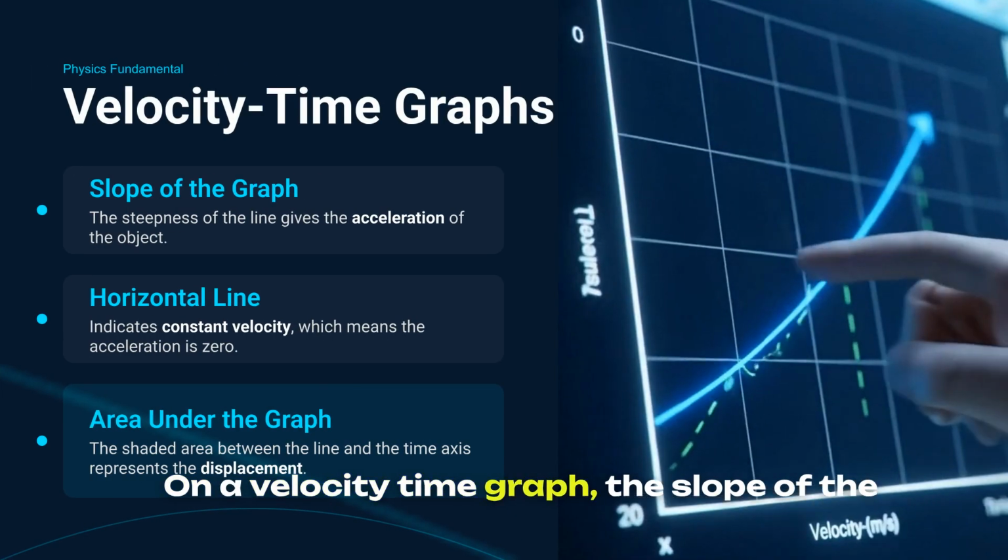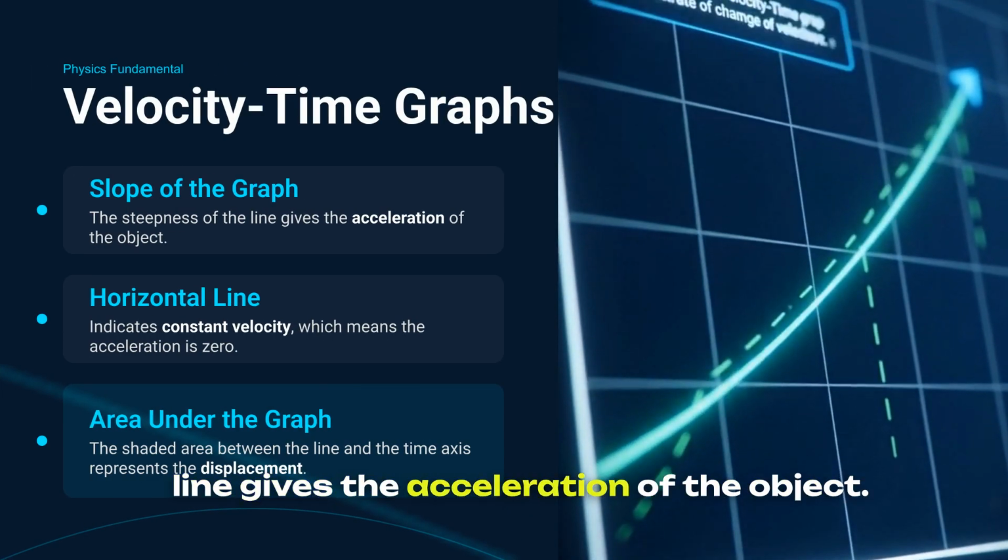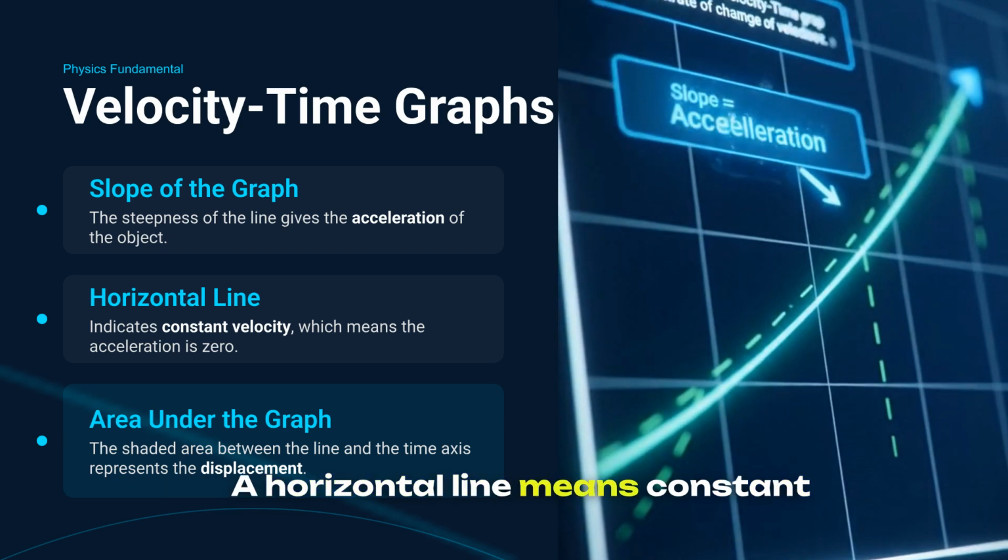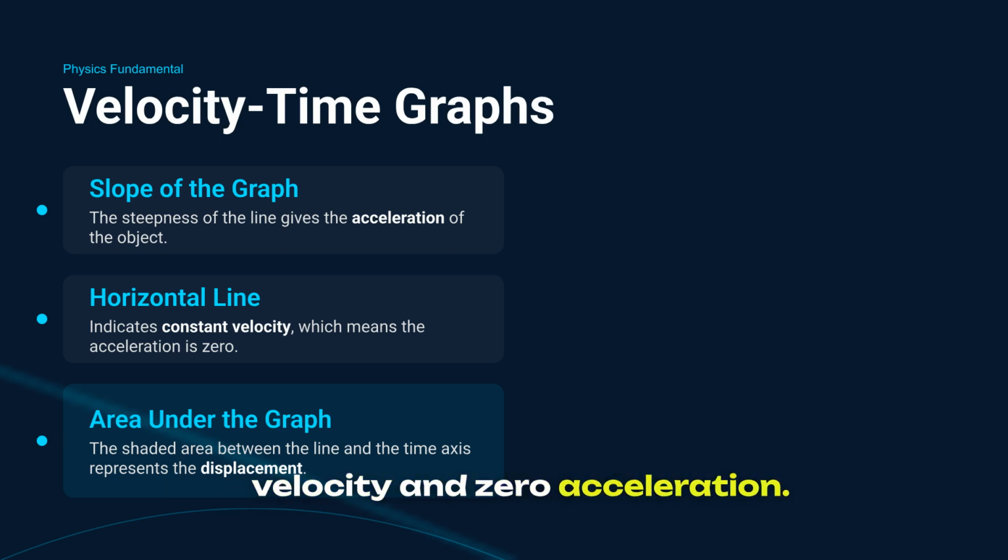On a velocity time graph, the slope of the line gives the acceleration of the object. A horizontal line means constant velocity and 0 acceleration. Finally, the area under the graph represents the displacement.